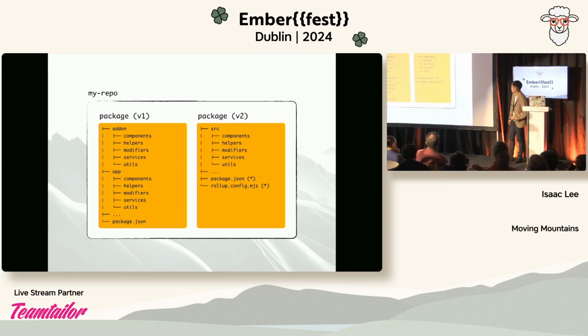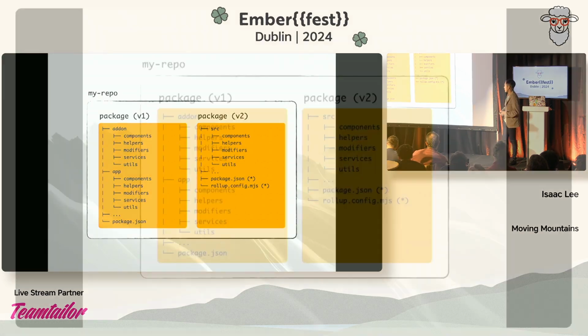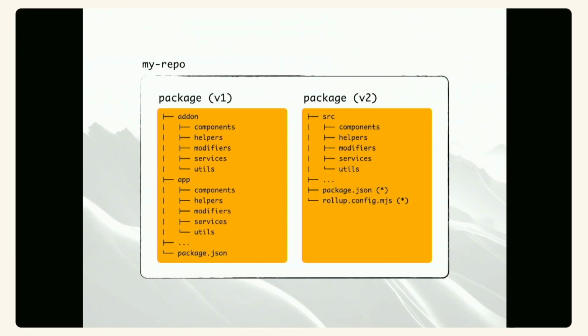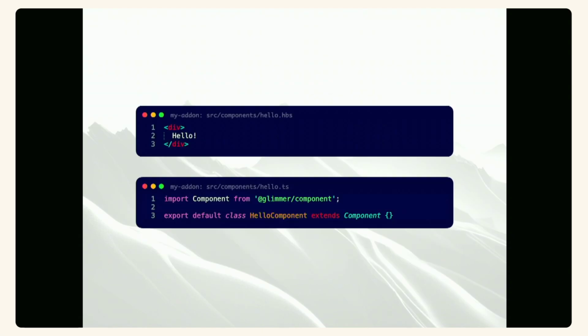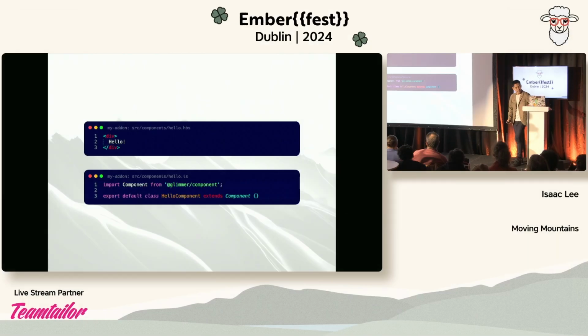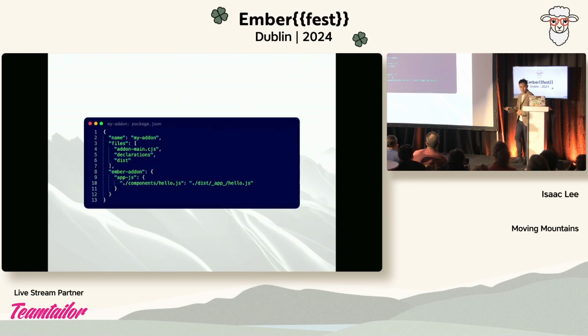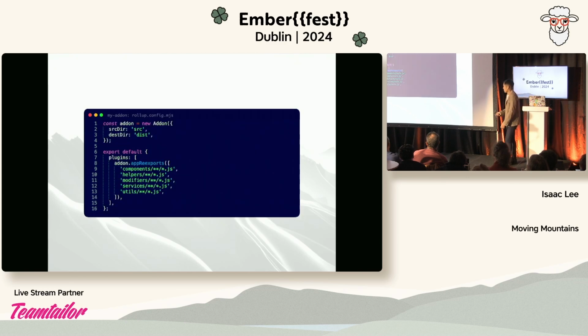For example, source code like components, helpers, modifiers, and so on, in V1 add-ons, they used to live in the addon folder, and these files were re-exported in the app folder so that our apps can use them. In V2 add-ons, we place source code like this hello component in src. Then in package.json, we add a line to the field ember-addon.app-js so that we can re-export the file and support the classic behavior in apps. And finally, we can configure Rollup to add those lines automatically.